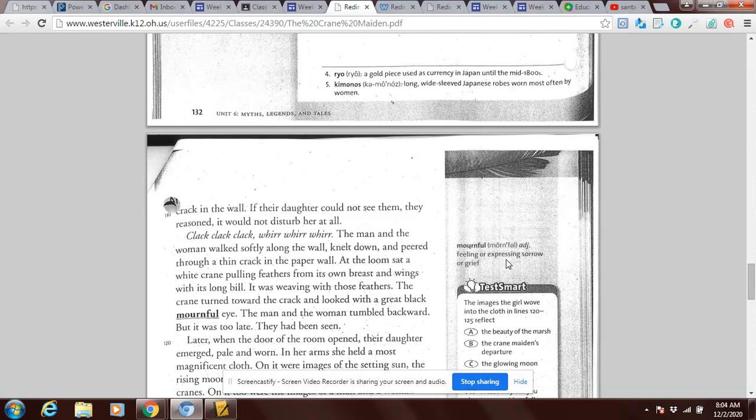Mournful means feeling or expressing sorrow or grief. Make sure that gets into your digital notebook.